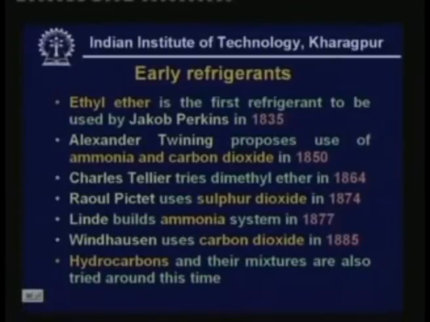But one problem with carbon dioxide is that it has a low critical temperature, and also its operating pressures are very high. As a result, carbon dioxide was used for about 60 years, and later it was phased out. But again, of late, there is an increasing use of carbon dioxide because of its other excellent properties. Hydrocarbons and their mixtures were also tried in domestic refrigerators and other systems. So, these are the early refrigerants which were used before the invention of the artificial or synthetic refrigerants.